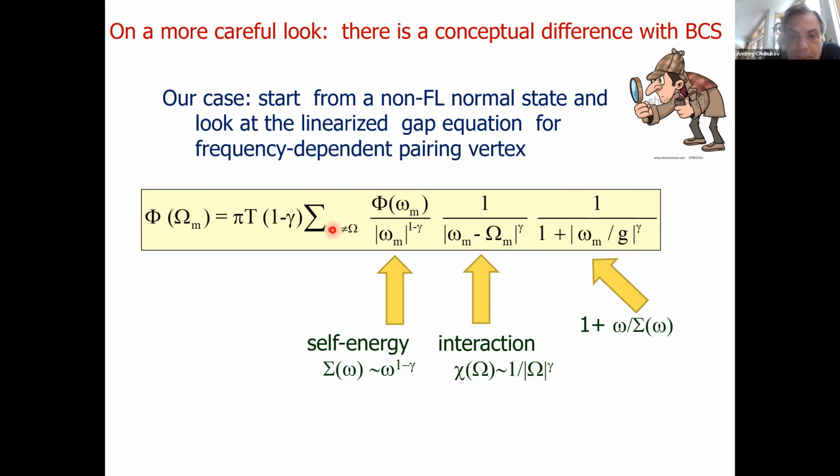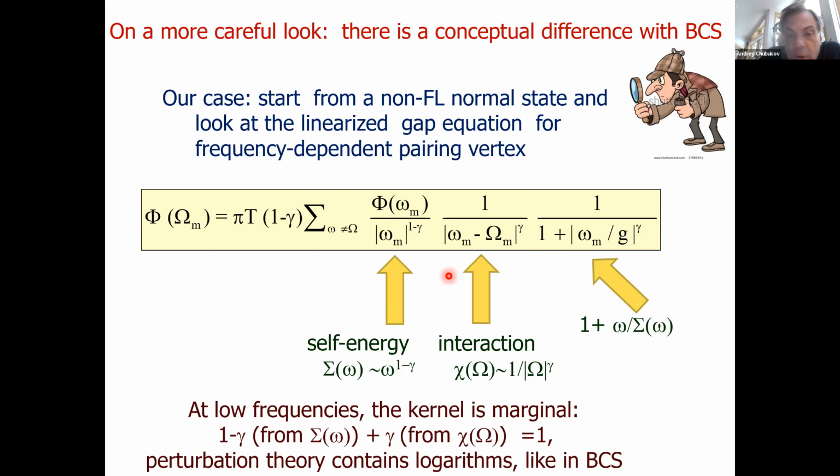So cutoff aside, let's look at these two terms that are most relevant. And then you can say immediately, look, it looks like a split of BCS. In BCS, interaction is a constant, but you get 1 over omega because of sharp fermions. This is the standard Cooper logarithm that follows from the 1 over omega dependence. Here you see that the total exponent is again 1. There is 1 minus gamma from self-energy, gamma from the interaction. So this means that the problem is again marginal. The kernel is marginal, which means perturbation theory contains logarithms, obviously.